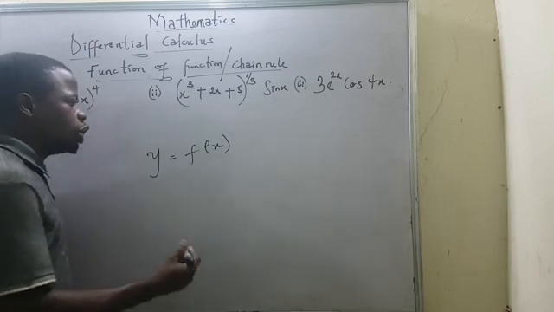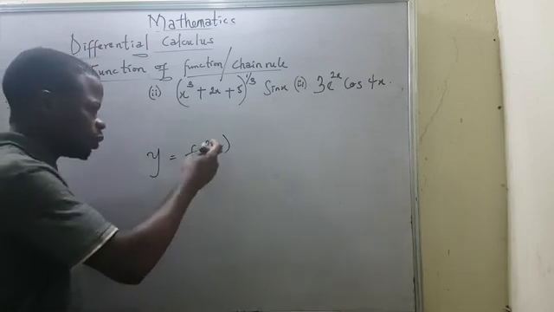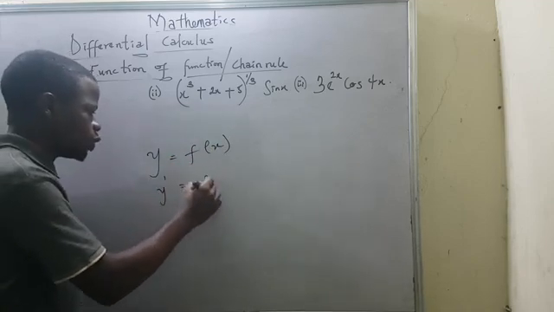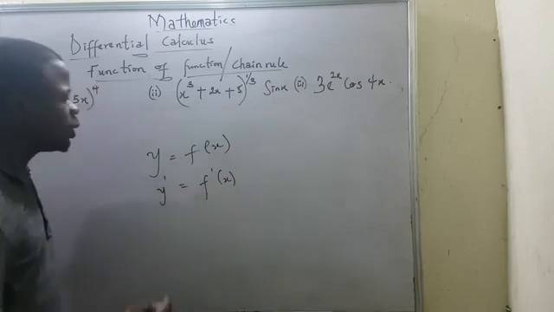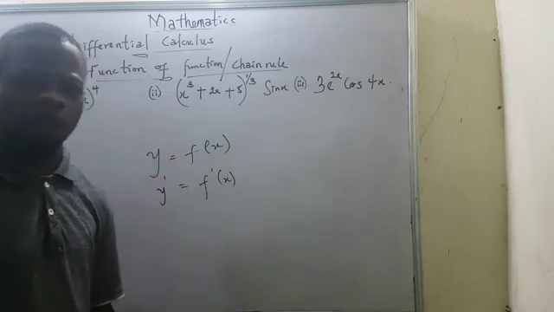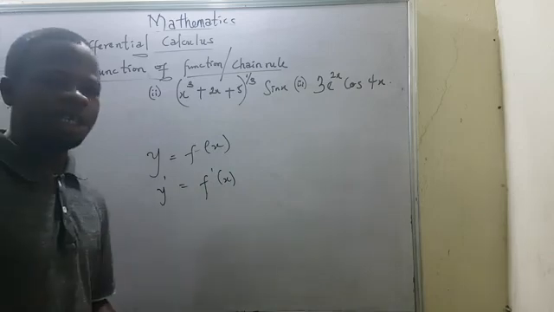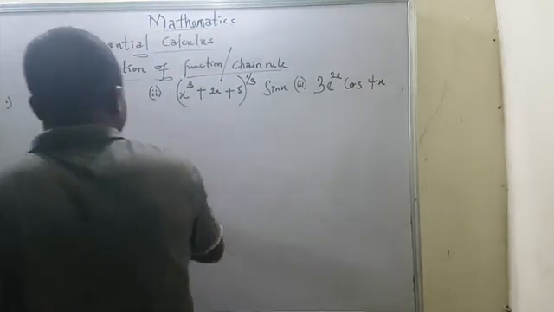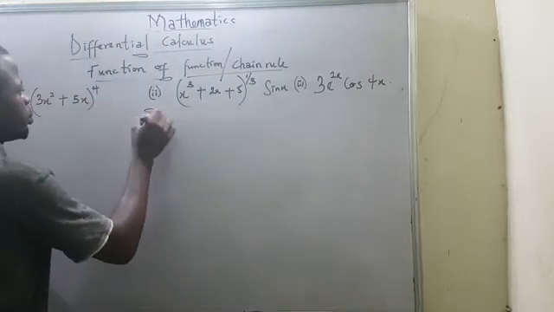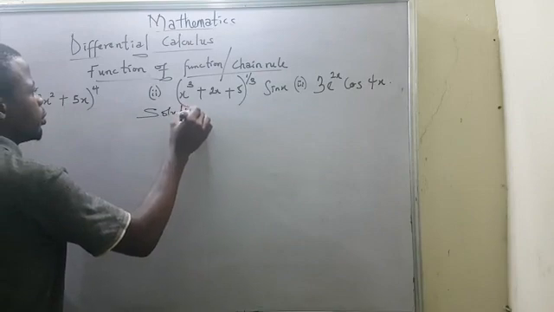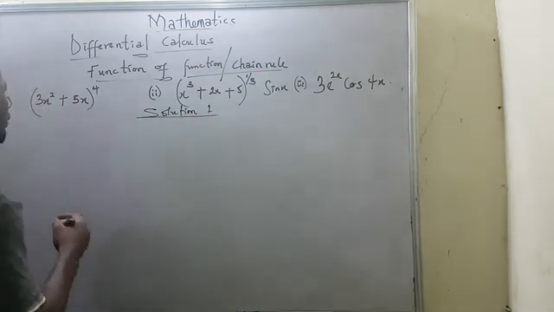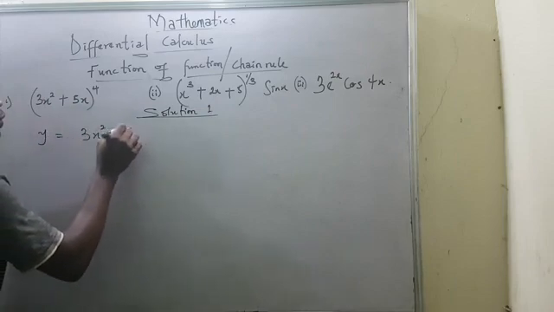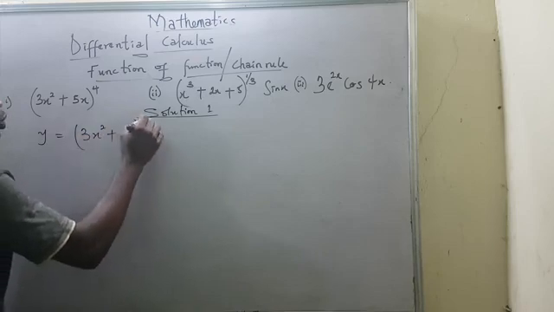So what you will use is you derive another function out of this function. If this function is complex, of course, the y prime is your f prime of x. So if this function is complex, you derive another function out of it, such that it will make it easier for you to solve. Let's check these examples. Example 1. You have y is equal to 3x squared plus 5x raised to the power 4.